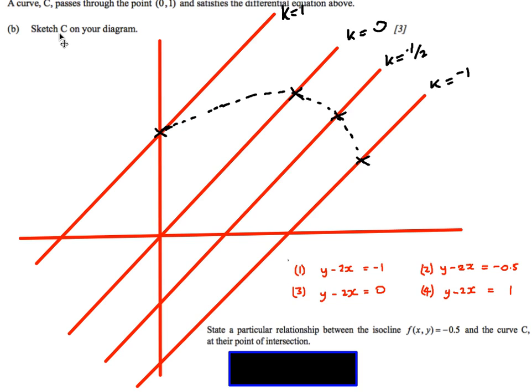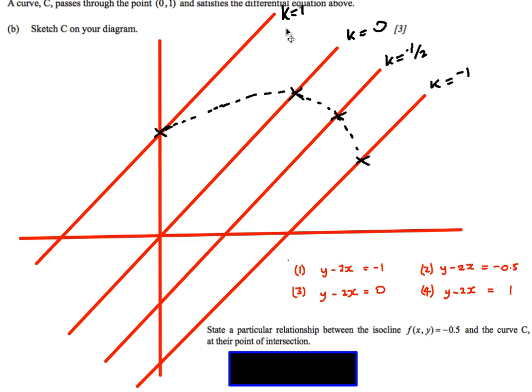The next part tells me that I've got a specific solution, a curve C that passes through the point 0, 1 and satisfies the differential equation above, and I've got to try and sketch C on the diagram. Probably the best way to do this is to label these isoclines. When k was equal to 1, it gave me this line here. When k was equal to 0, I got this line. When k is equal to negative a half, I got this line. And when k is negative 1, I got this line.